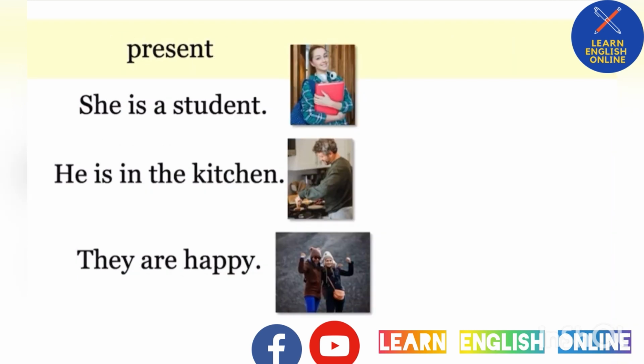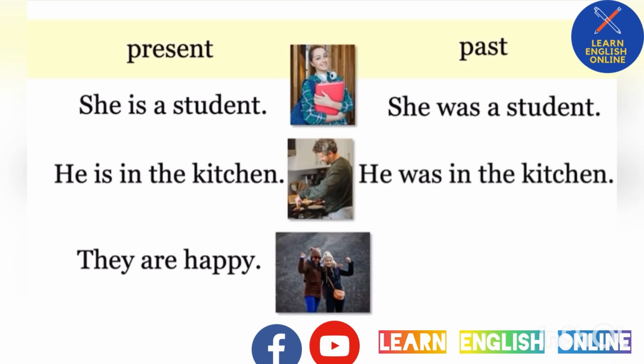You already know how to use the be verb in the present. She is a student, he is in the kitchen, they are happy. The use in the past is the same. So these sentences in the past would be, she was a student, maybe she isn't anymore. He was in the kitchen, maybe now he's in the living room. They were happy. They were happy on their trip.